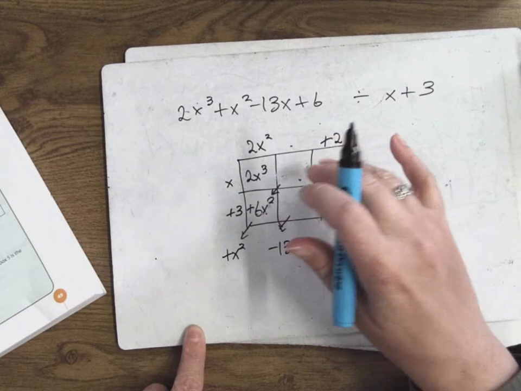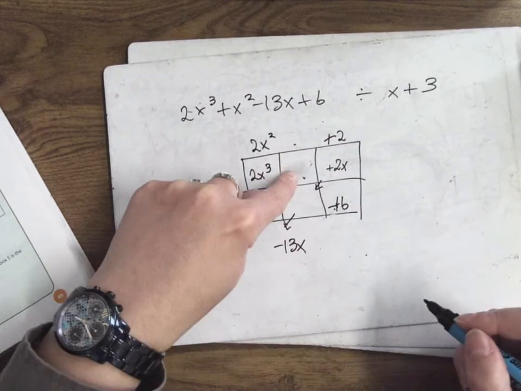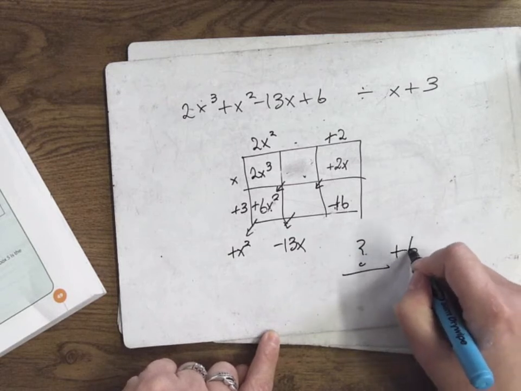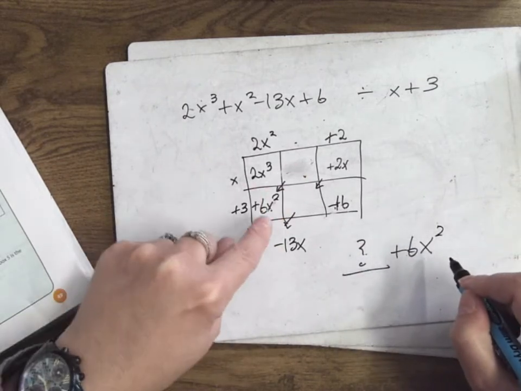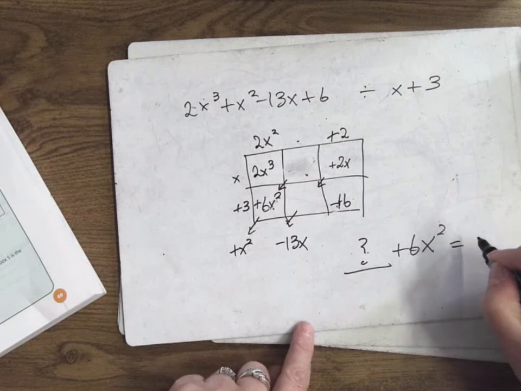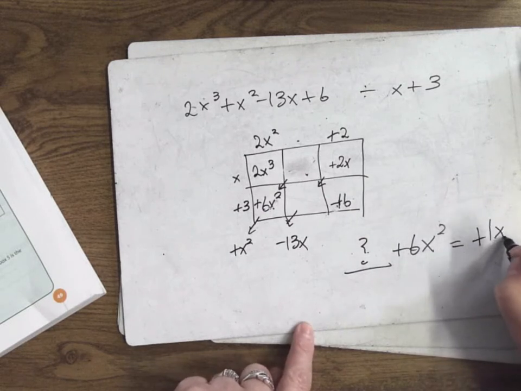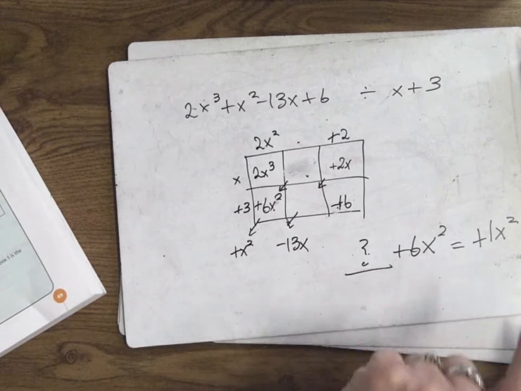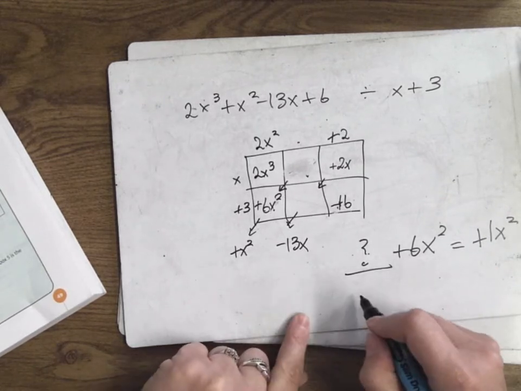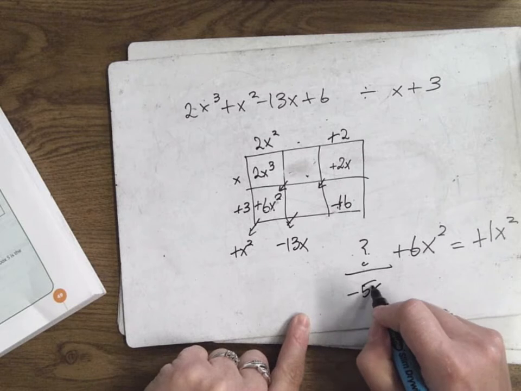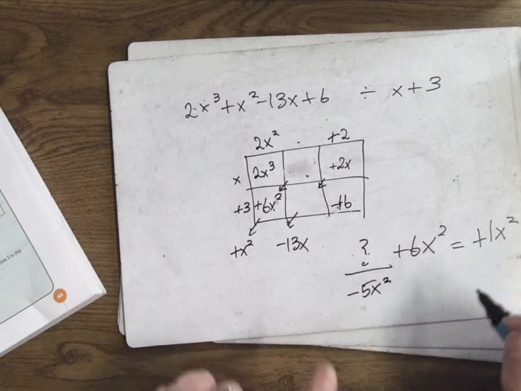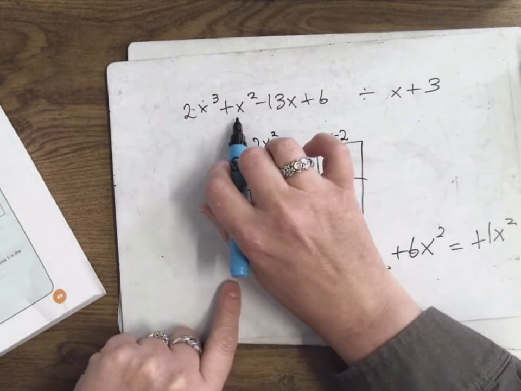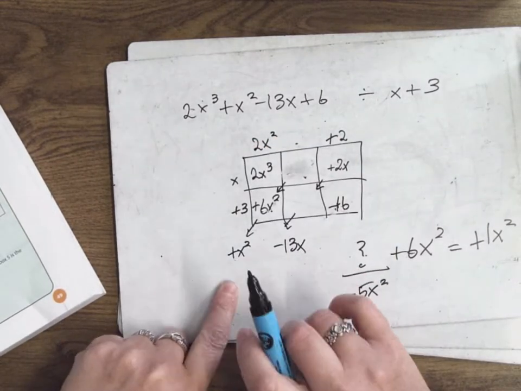So I have a number, I don't know what that number is. That number add 6x squared will give me plus 1x squared. So it's something add 6 will give me 1, which means I'm way down here at minus 5x squared. So minus 5 add 6 will give me 1. How do you know it's 1? Because it's the first term there. Is that okay? Yeah.